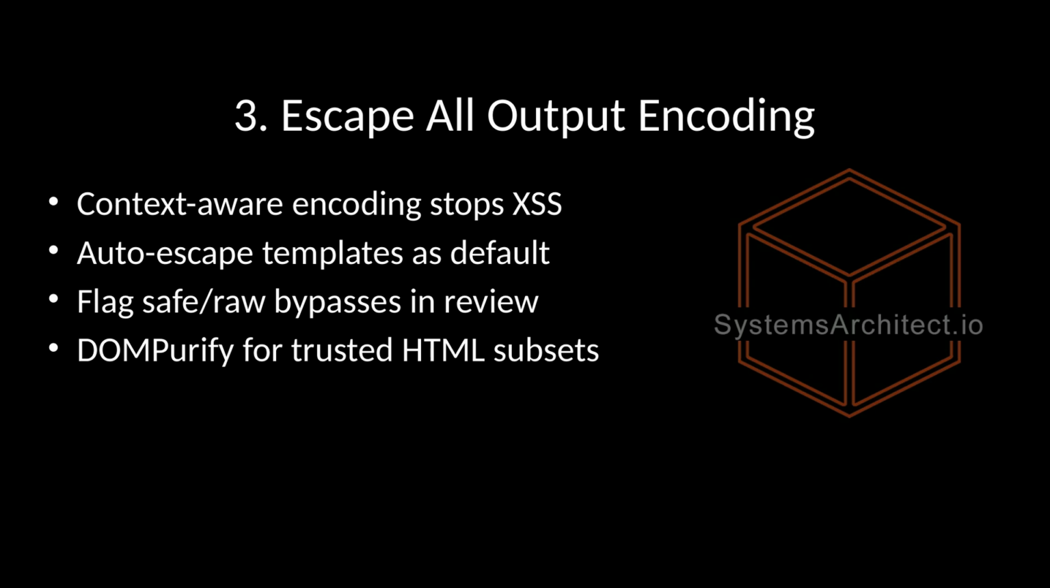Use auto-escaping templates: React JSX, Django, Jinja2, Go html/template. Treat dangerouslySetInnerHTML, the pipe safe filter, and similar bypasses as security sensitive. Add content security policy as defense in depth, and when you must render user HTML, use DOMPurify with a tight tag allow list. Helmet, Razor, and Thymeleaf auto-escape paths keep the defaults on.